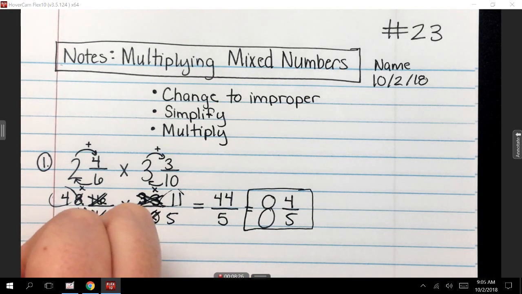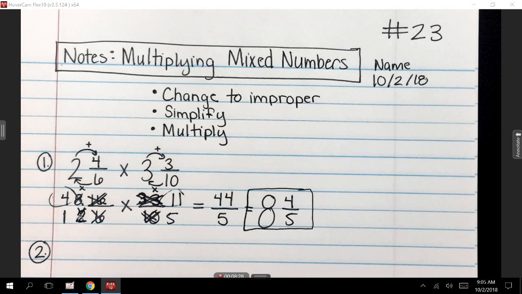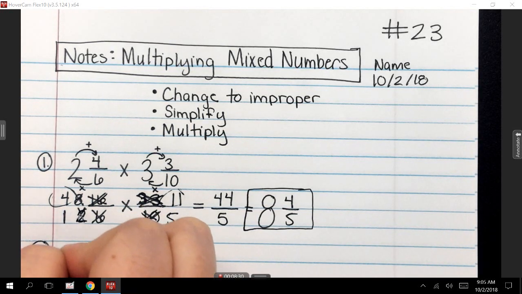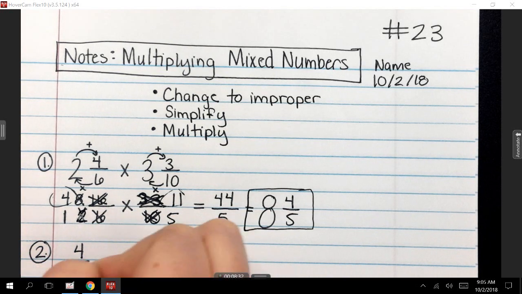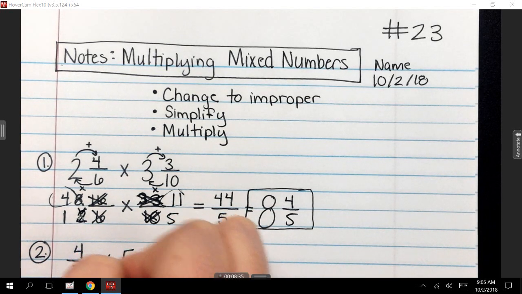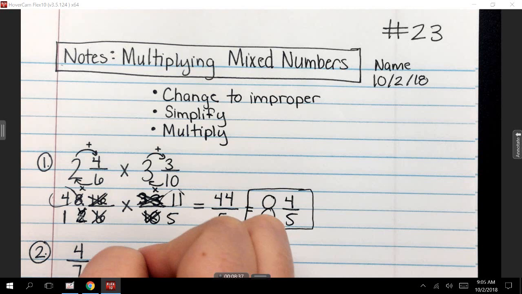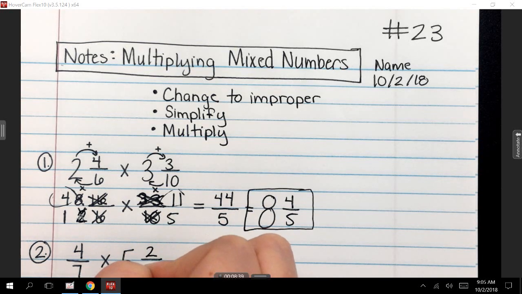All right, let's look at number 2 then. We have 4 problems that we're going to do together today, unless I decide that we need to add some more to it. All right, 4/7 times 5 and 2/8.